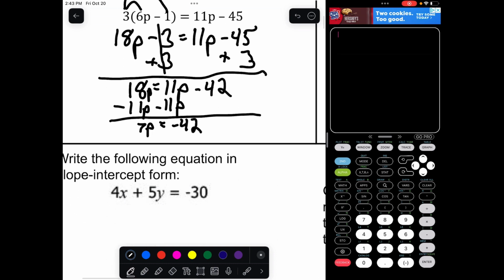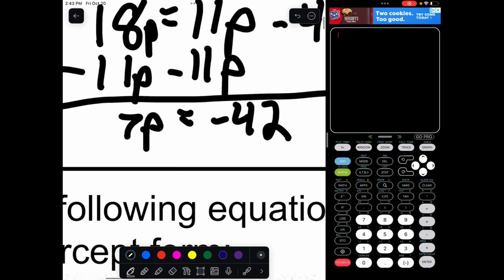So to get that p alone, I am going to divide by 7, because 7 divided by 7 is 1, and that's what I want. I want 1p. I don't want 7 p's, I want 1p. So I have to divide by whatever number is in front of our variable. In this case, it's a 7. So 7 divided by 7 is 1. But what I do on one side of the equal sign, I do to the other. So I divide by 7.